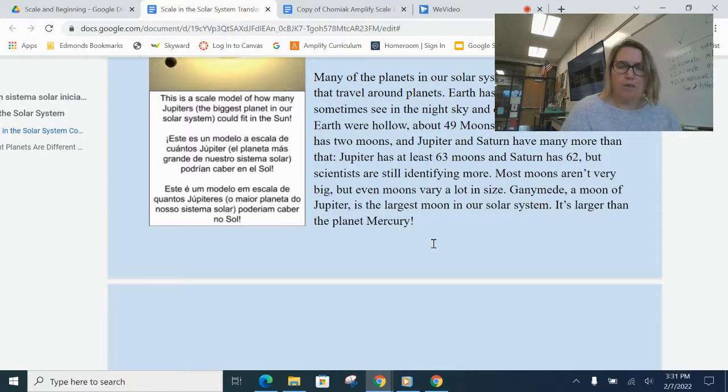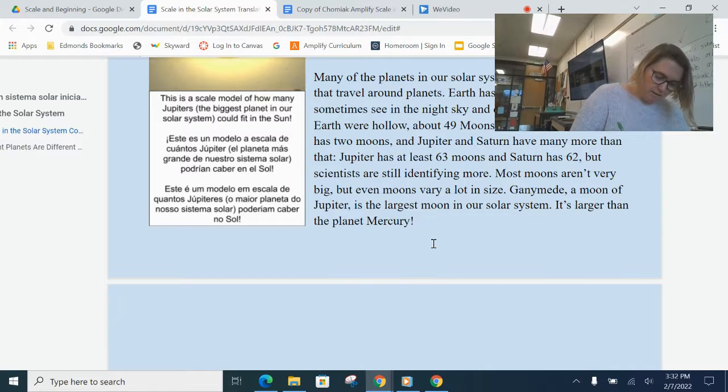Ganymede, a moon of Jupiter, is the largest moon in our solar system. It's larger than the planet Mercury. Now, if I'm going to be honest, I kind of got lost in that paragraph. Okay, there's lots of moons. They're talking about all these different numbers. I'm not going to remember all of them. Okay, but I'm going to jot down some big things. Many planets have moons. That's my big idea.